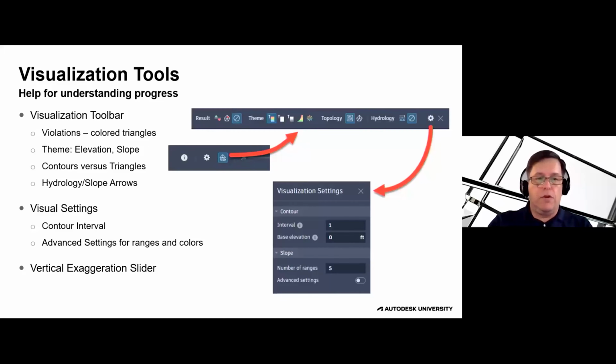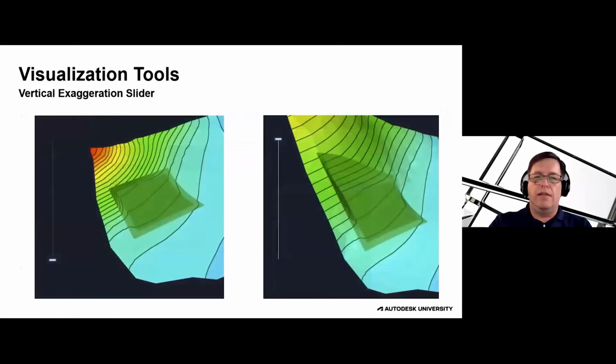Now, there's also the vertical exaggeration slider that gets its own slide here because it is larger. It's going to be on the left-hand side of your optimizer, and while you're optimizing or at the end of the optimization, you can slide that up and down. Now you'll see on the left, I've got it all the way down. That's a 1-to-1 exaggeration, basically no exaggeration. And then on the right is the full exaggeration.